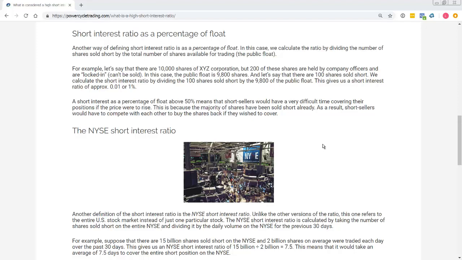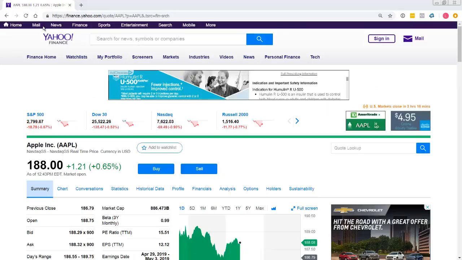So let me show you a quick and easy way to figure this out. One place you can go is Yahoo Finance. I'll show you a couple examples. So just pull up Yahoo, and then go to Finance right here.